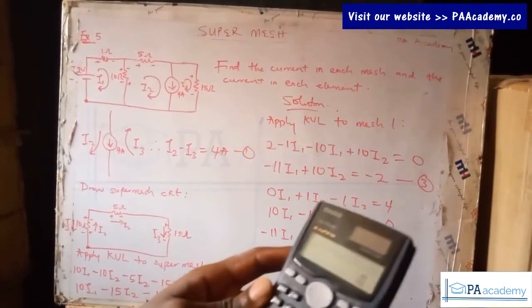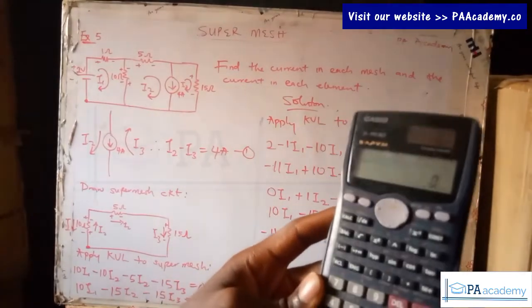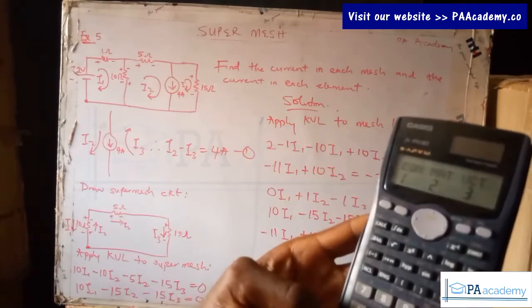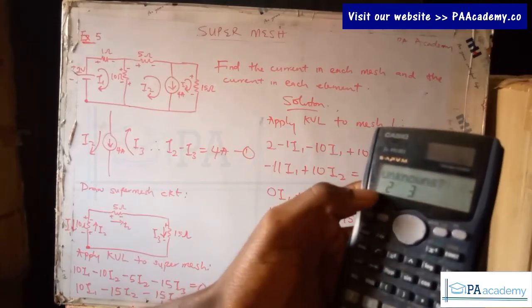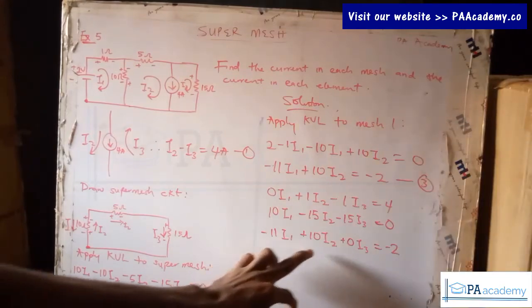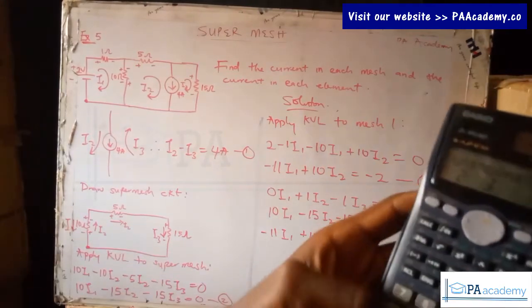If you have your scientific calculator like the Casio 991, once you press the mode button 3 times, 1 2 3, you see equation, you press 1. Unknown, there's option for 2 or 3. If you look at this, we are having 3 unknowns, I1, I2 and I3. There are 3 unknown values, so you press 3.